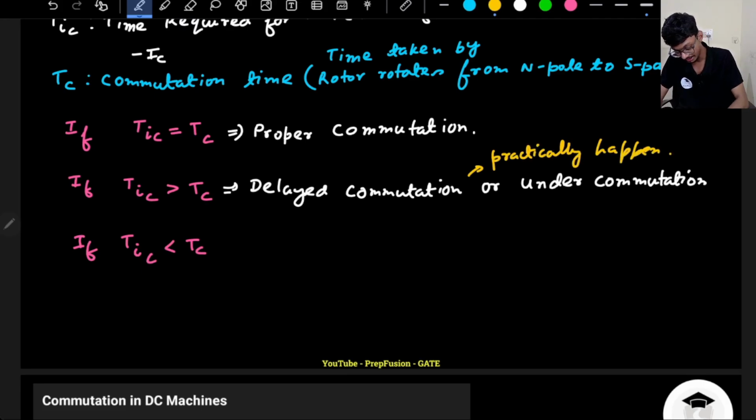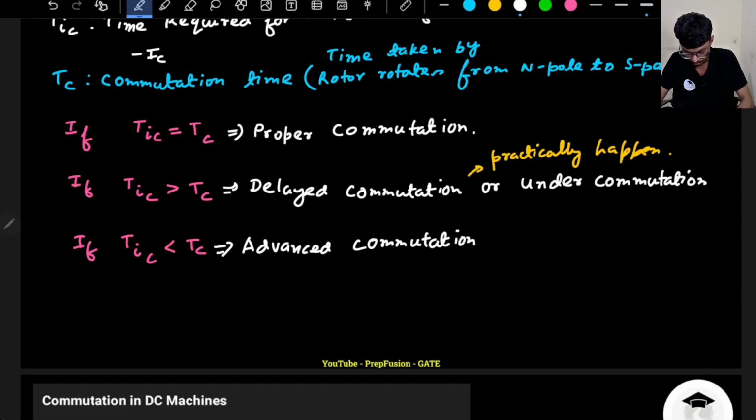And if my current reverses earlier than the rotor goes from north pole to south pole, this phenomenon is known as advanced commutation, also known as over commutation, because I am over commutating it, because the reversal is happening earlier. So over commutation.